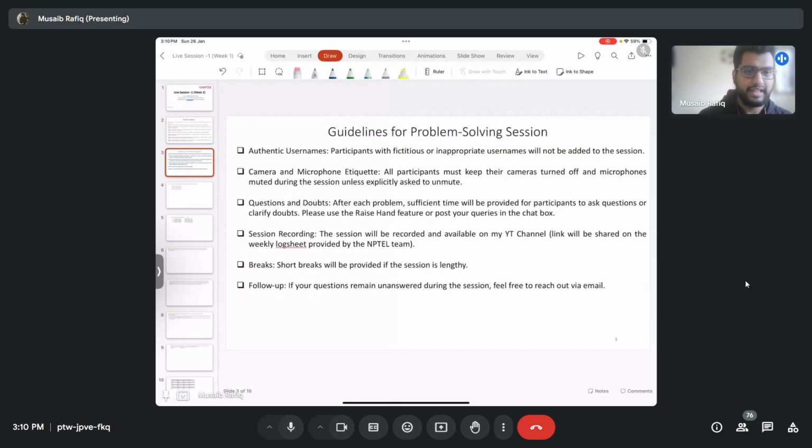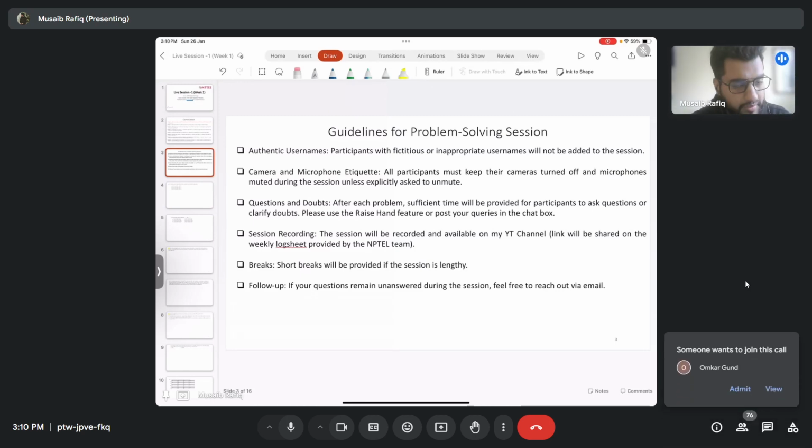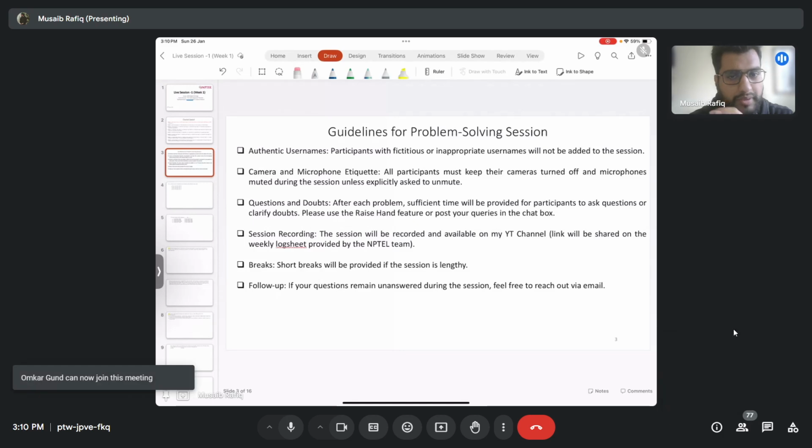Now some guidelines which I'll be laying out almost every week. So first of all, you should join with authentic usernames. I don't need your real names, but at least the names should not be fictitious or inappropriate. So anyone having inappropriate usernames will not be added to the session. That's something that's pretty clear to all of you.